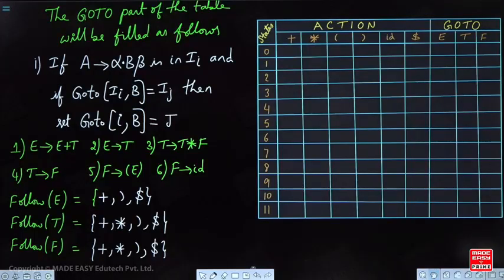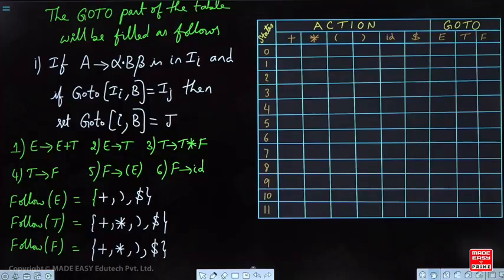Rahul, what is the meaning of shift J? Only J. Actually, in the go to part we write only J. In the action part, shift J. Actually, I am not giving you the parsing of the input string. Yesterday I told you, first consider the canonical set of items, then consider the parsing table, and based on the table we parse the input string.